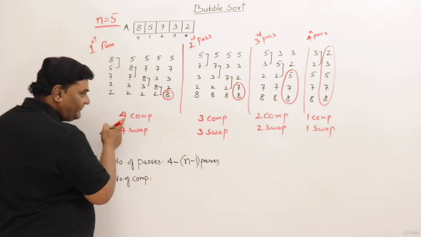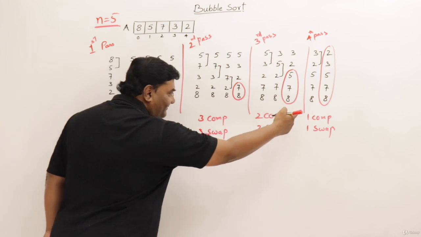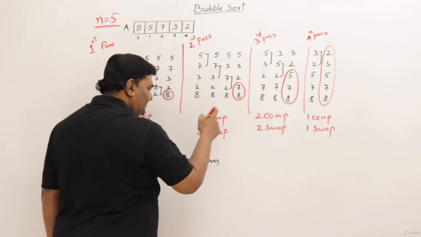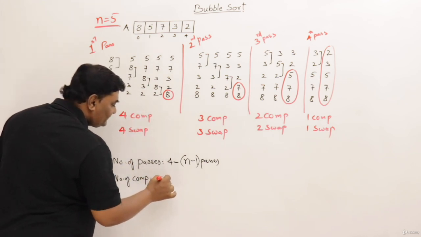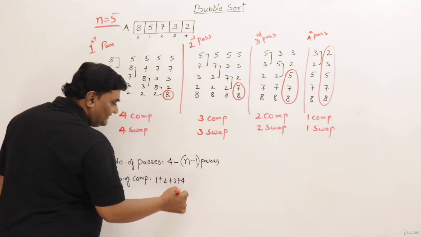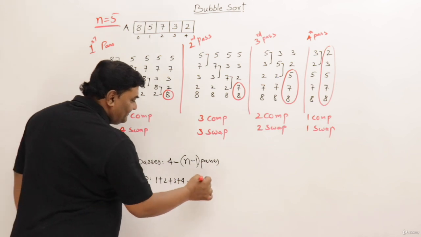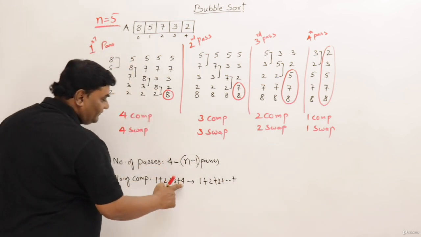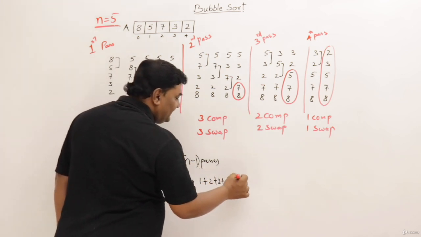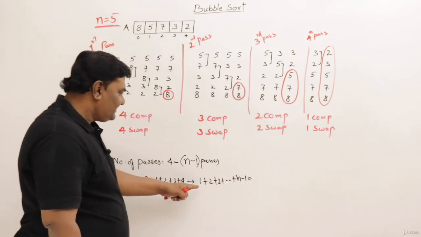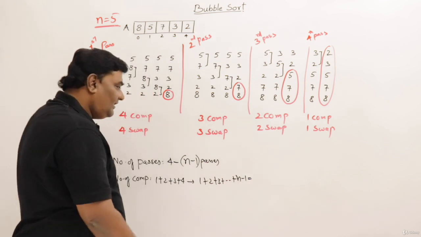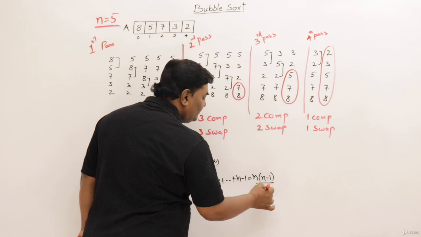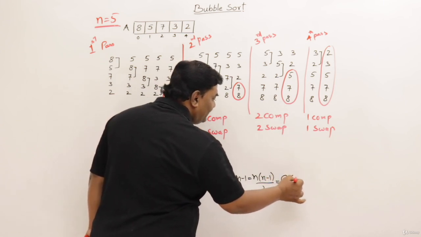See, if I start from here 4, 3, 2, 1. If I count from that side 1, 2, 3, 4. So total comparisons are 1 here, then plus 2, then plus 3, then plus 4. 1 plus 2 plus 3 plus 4. Then for n elements, how many? 1 plus 2 plus 3 goes on to... See, for 5, it was up to 4. So for n, it will be n minus 1. This is the sum of first n natural numbers up to n minus 1. So this is n into n minus 1 by 2. So this is order of n square.